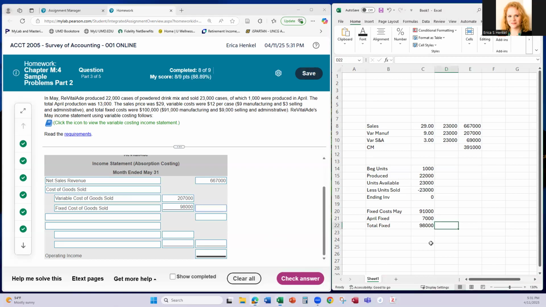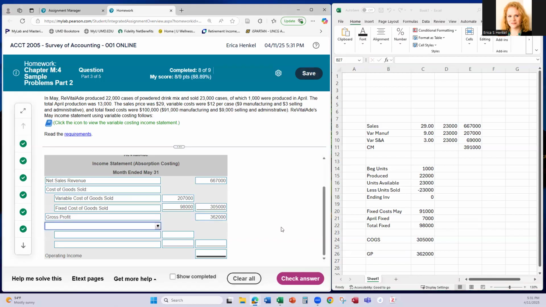All right, so in this situation then, our total cost of goods sold is 207,000 plus 98,000. Whoops, put an equal sign there, 305,000. All right, so that then gets us to gross profit of 667,000 minus the 305,000, which gets us to 362,000.